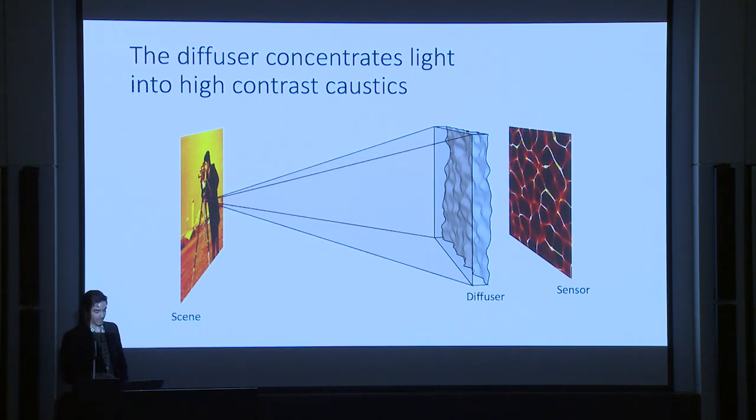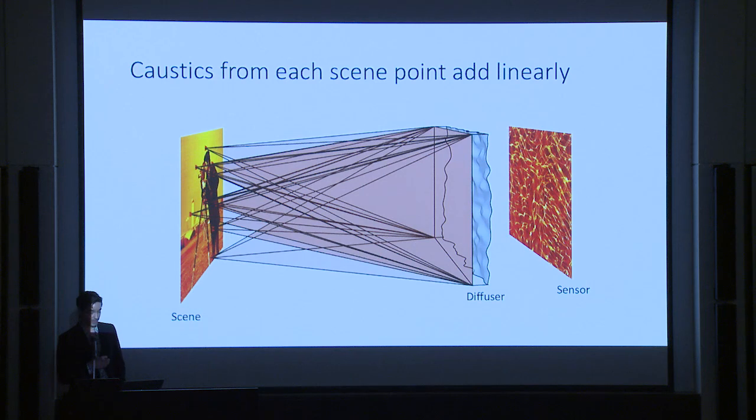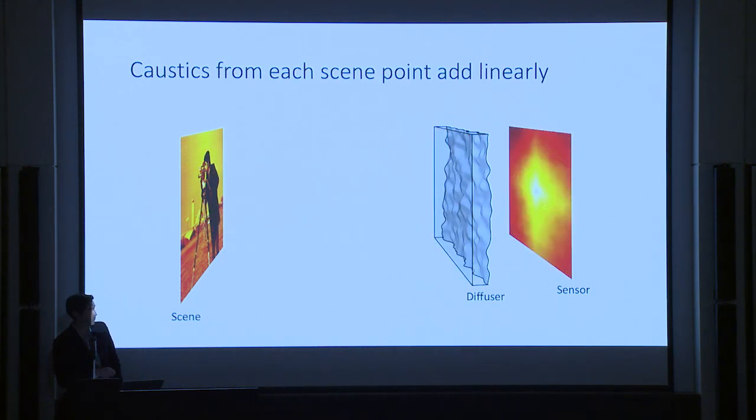So basically the idea here is that the camera consists just of a diffuser and a sensor. If we look at an on-axis point in the scene, if we carefully select the distance from the diffuser to the sensor, then this point will create a high-frequency, high-contrast caustic pattern on the sensor. And then if we look at what happens at a different point in the scene, we essentially just see a translation of the caustics. And then if we assume linearity, then all of the caustic patterns will add, and the final measurement will look like a linear combination of a bunch of these pseudo-random caustic patterns.